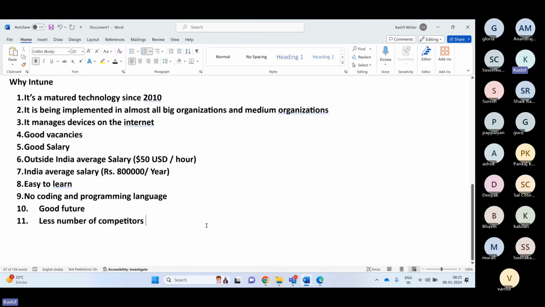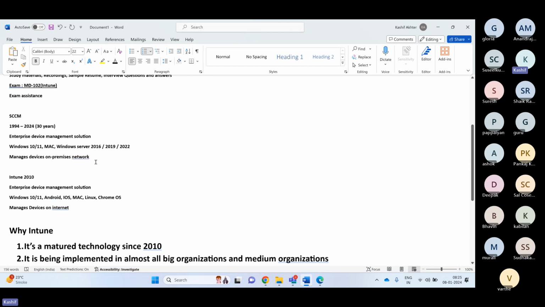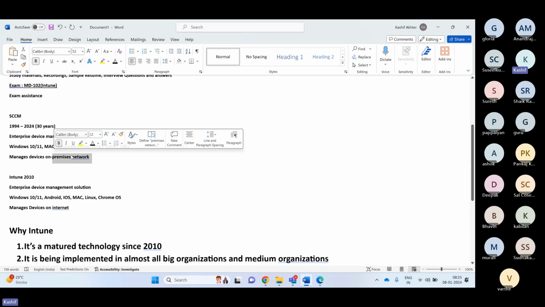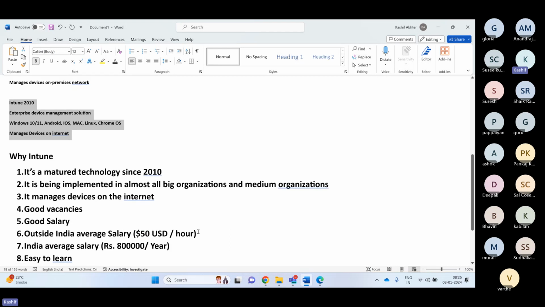Now, SCCM is also good, but slowly and gradually, Microsoft wants everyone to go on Intune for device management, basically for client management. They would like to keep SCCM only for server. They would like to sell both the products, but the companies which are using servers would have to take an SCCM license. So SCCM vacancy will be there, but less. But Intune vacancies will be more.